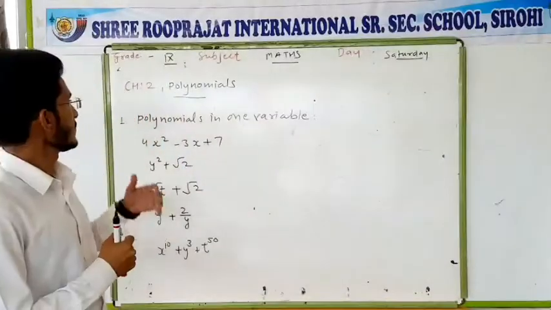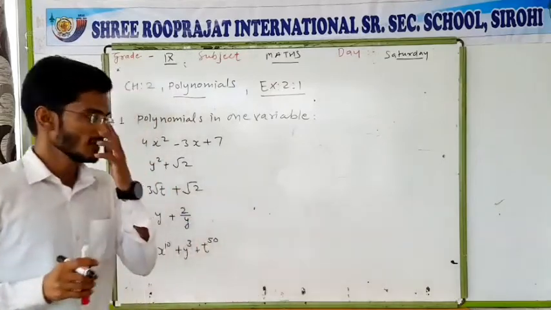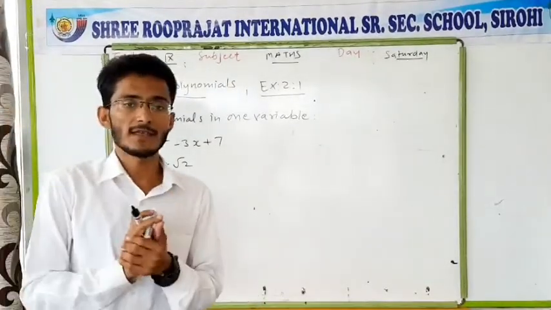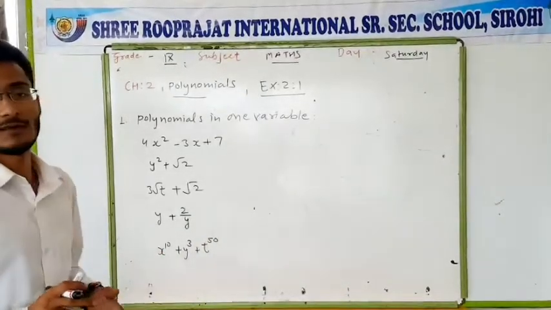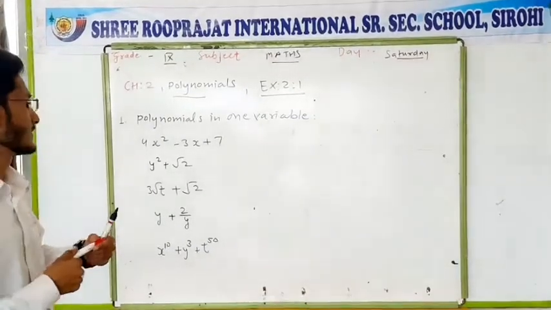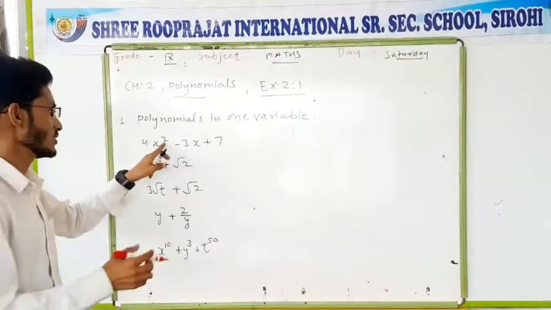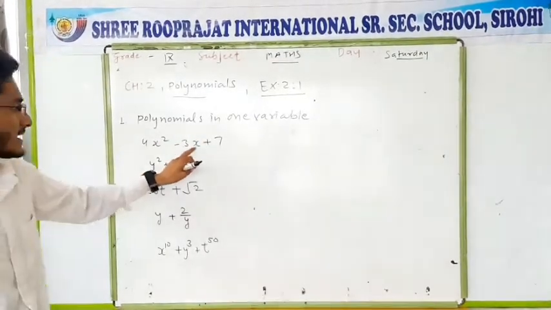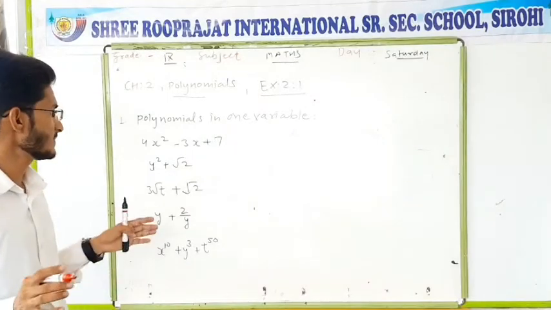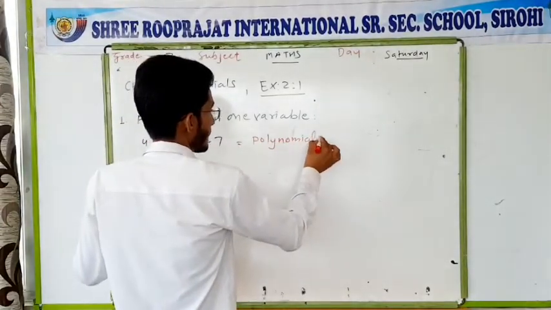Okay, so now the exercise 2.1, question number 1. There are 5 questions given. You have to find which of the given expressions are polynomials in one variable. If we talk about the first one, 4x square minus 3x plus 5. Polynomial means all the exponents should be whole numbers. Here one exponent is 2, and where nothing is given, it means 1. So both are positive, and there is only one variable, x. There is no other variable except x. So that is a polynomial with one variable.